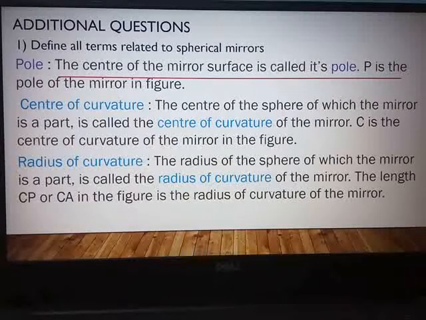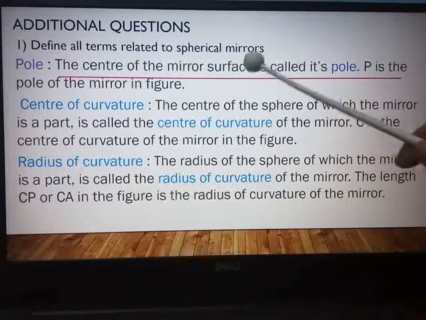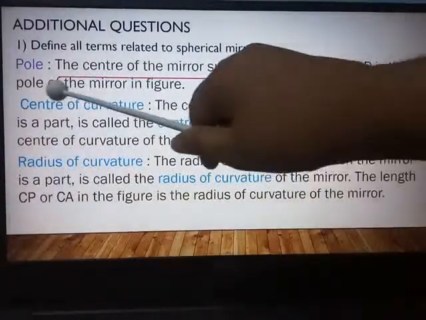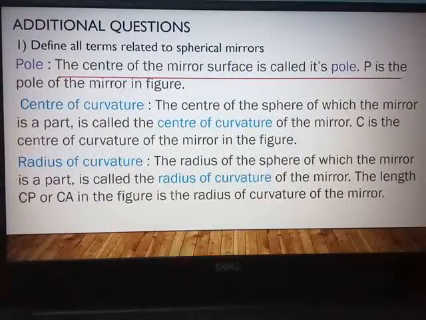So the first one is pole. The center of the mirror surface is called its pole. P is the pole of the mirror. Now here you don't have to write all this. I have just given it for reference because you are referring from the figure. You only have to write the definitions.